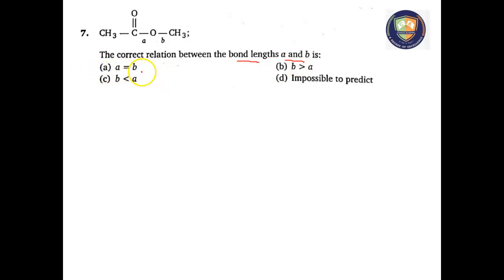First is A is equal to B, second is B is greater than A, C is B is less than A, and in D it is impossible to predict. So you have to choose from one of these 4 options. So what will happen? Let us draw the structure of this compound, that is CH3 C double bond oxygen. Then we have this single bond oxygen, with a methyl group attached.